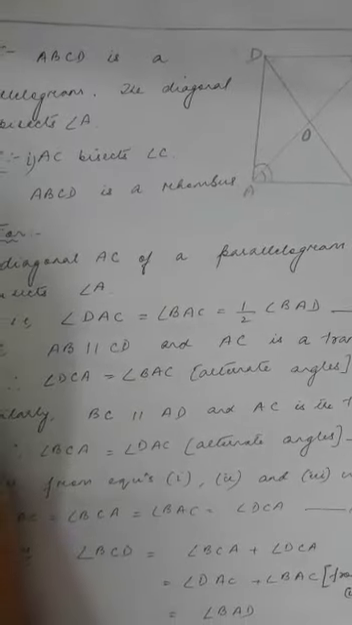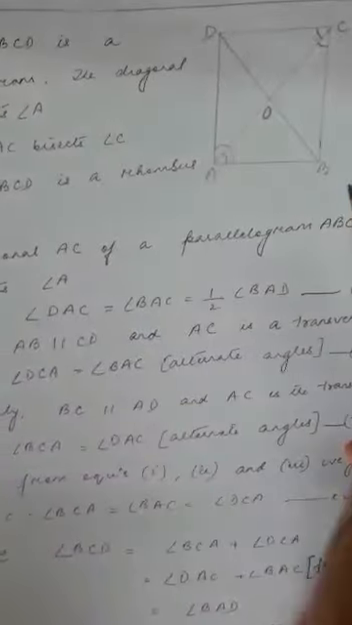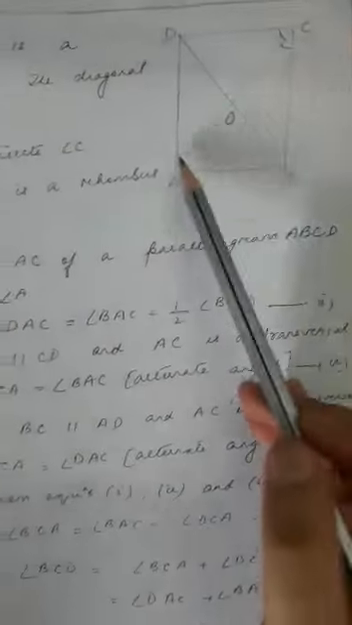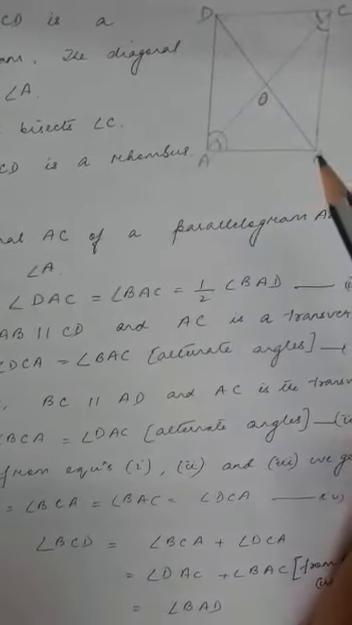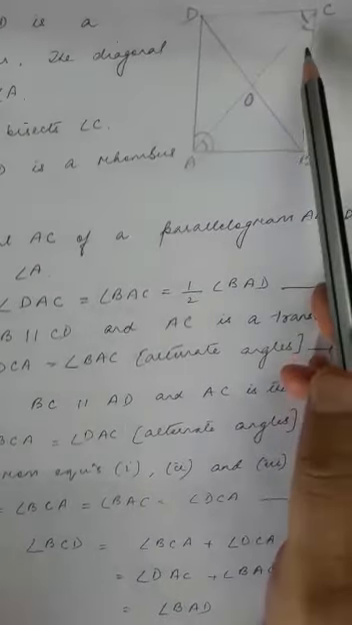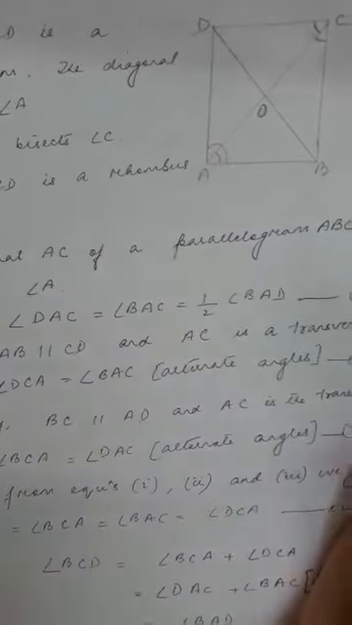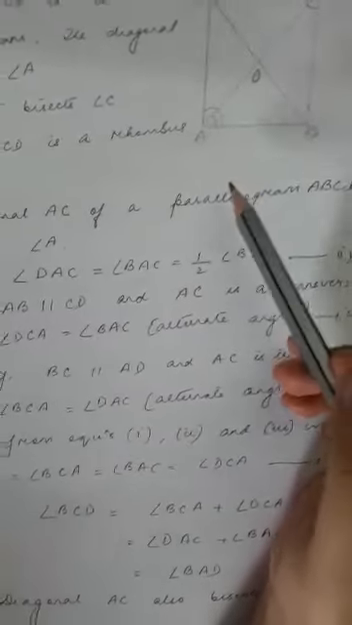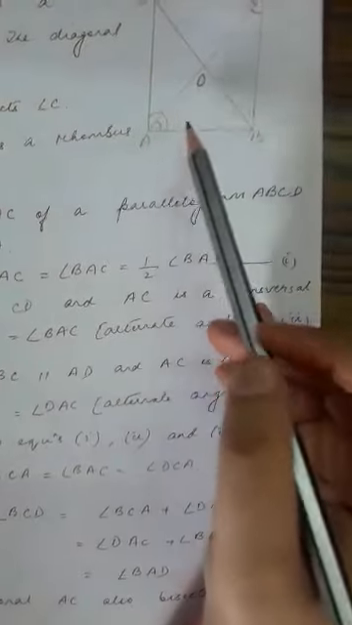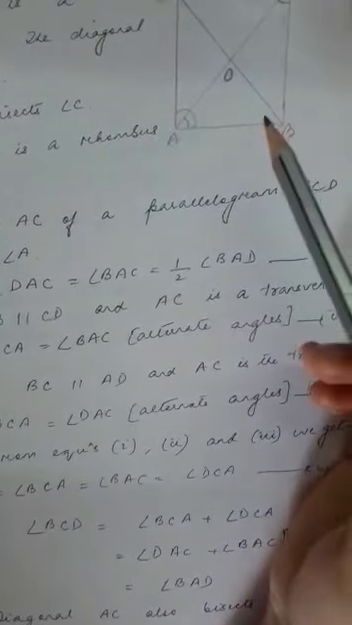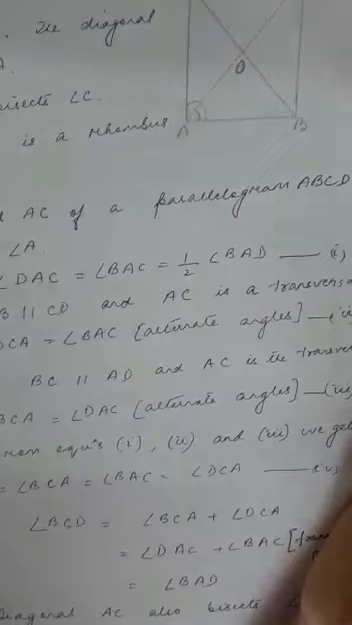See here, in this question it is given that ABCD is a parallelogram and the diagonal AC bisects angle A. We need to show that AC bisects angle C also, and that ABCD is a rhombus. So for the first proof, we know that AC of the parallelogram ABCD bisects angle A.